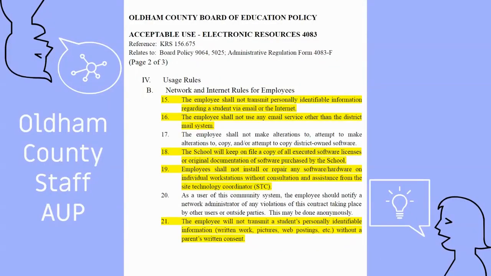At the district level, we have a staff acceptable use policy and a student acceptable use policy. So let's first review the staff acceptable use policy. I'm showing you here page 2 of 3, and it's under section 4, usage rules, and under B, network and internet rules for employees.